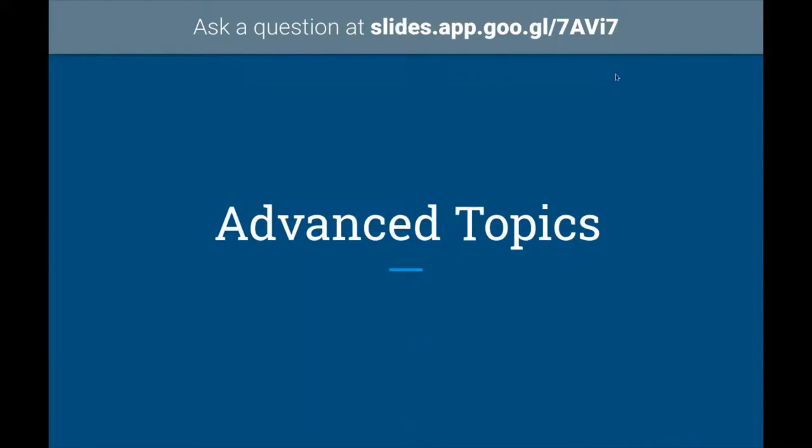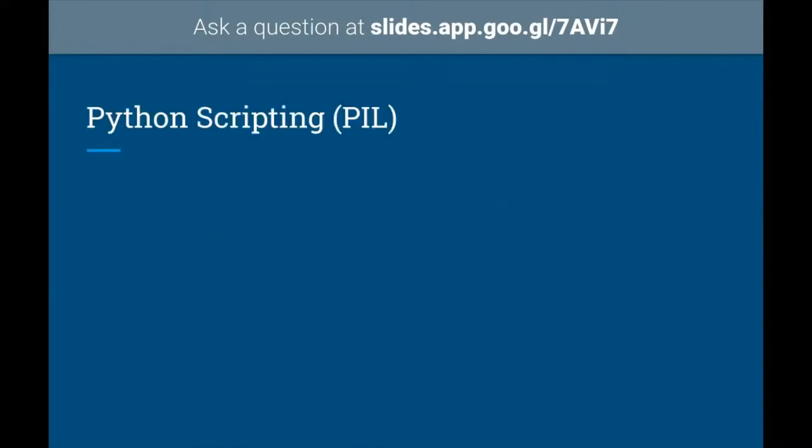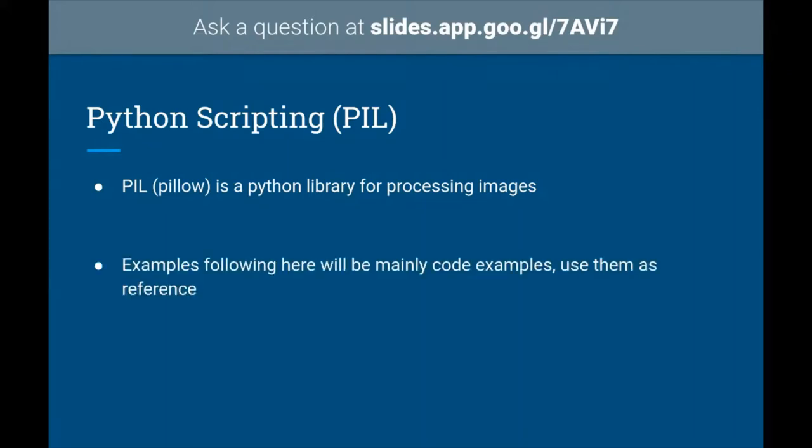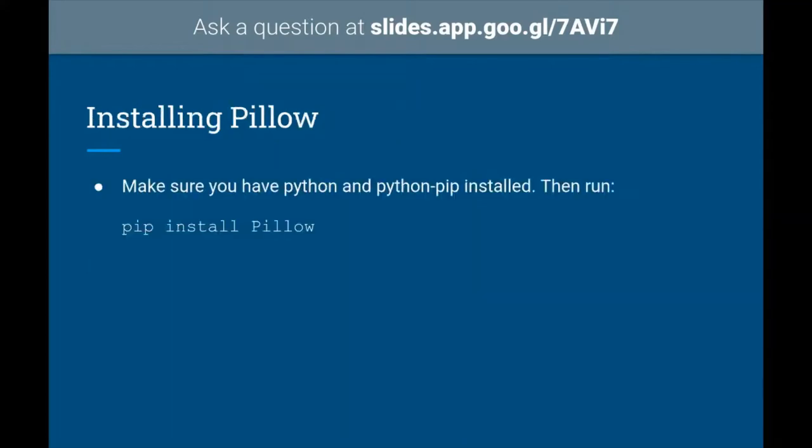Before I go into that, I'll go into a little bit more advanced stuff. When you start playing with images, one of the tools that you'll come across is PIL, or Pillow, short for Pillow. It is a Python library for processing images. Here I will use code examples, and we will upload the slides so you can view them as reference. If you want to install Pillow, there's a command to just install the Pillow library. It should be very straightforward.